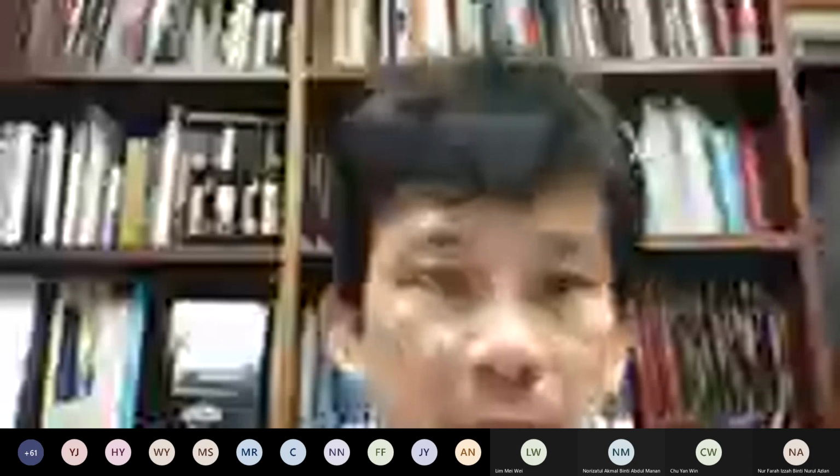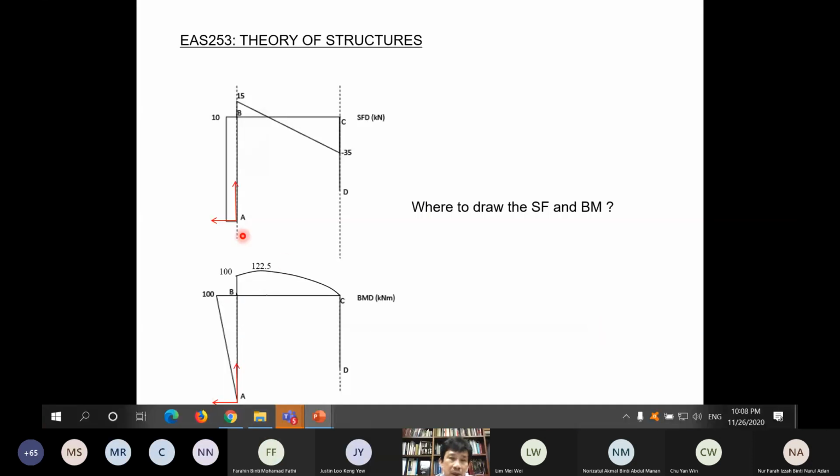So the question now: where to draw the shear force diagram and bending moment diagram. Here I show you the result that we obtain. At the same time, I show you the coordinate axis, like we are drawing a graph. This is the axis of the member. If we consider this as x, then we draw another axis, which is y here. So this is like drawing a graph, okay?